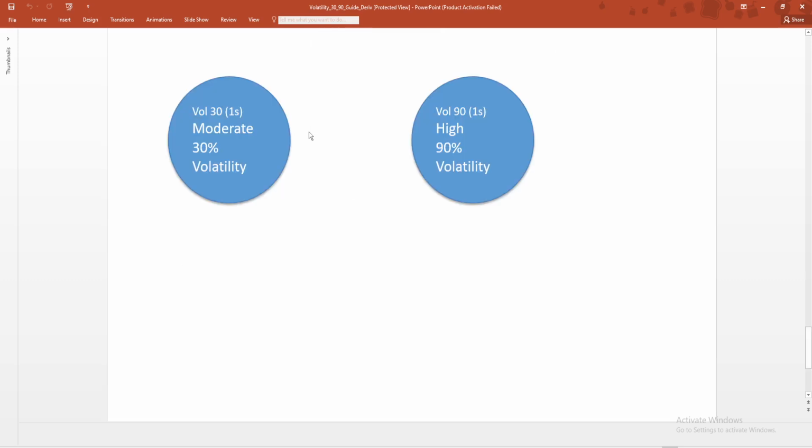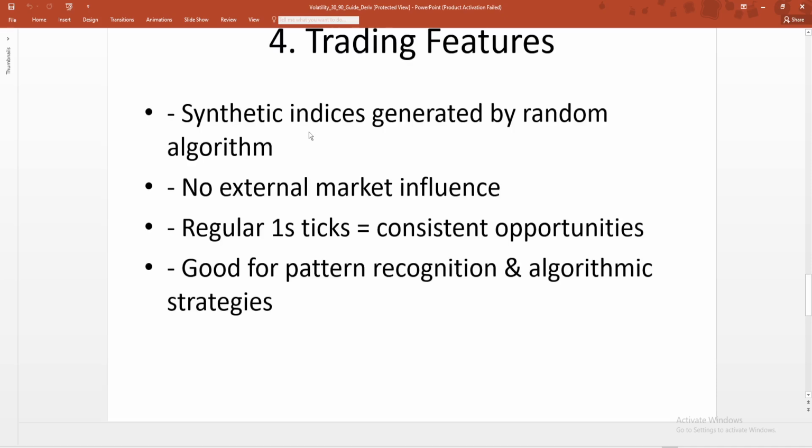Now, the comparison: Volatility 31S has a moderate 30% volatility, and Volatility 91S has a high 90% volatility. And basically, guys, that is the difference between these two volatilities and what they mean. These volatilities are just the same as the other volatilities. So the same strategies you are applying to the 10-1s, 25-1s, 50-1s, you can still apply to this market, okay? It's not different. It's just a different level of volatility, and that is it.